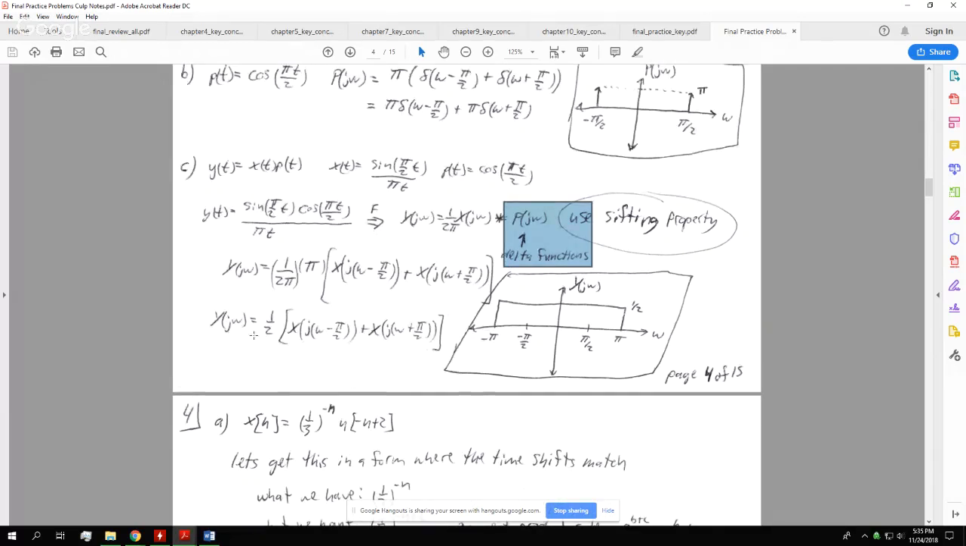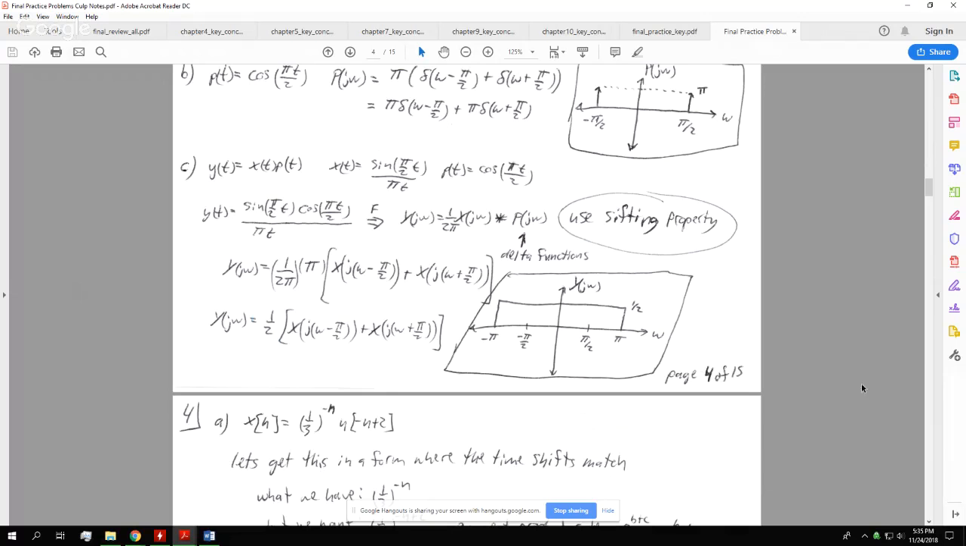So now that I've done that, and here I just canceled our pi terms, our final result becomes this, given in terms of X of j omega. So whatever X of j omega is, we're just going to shift it by this amount. And we're going to rescale it to half the amplitude it was originally.